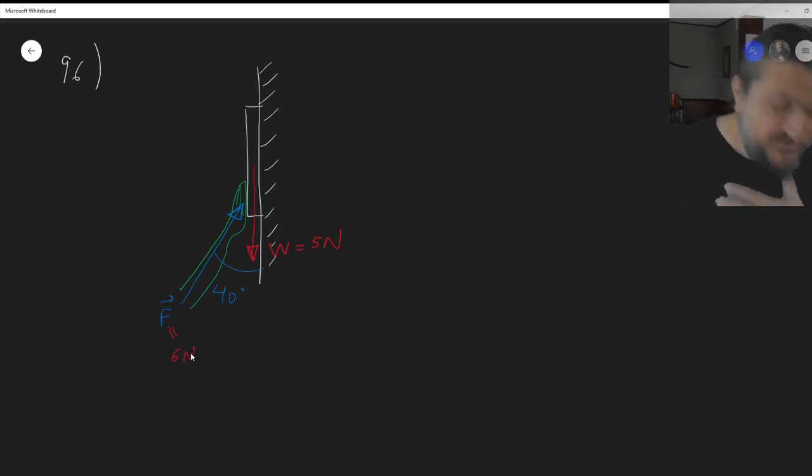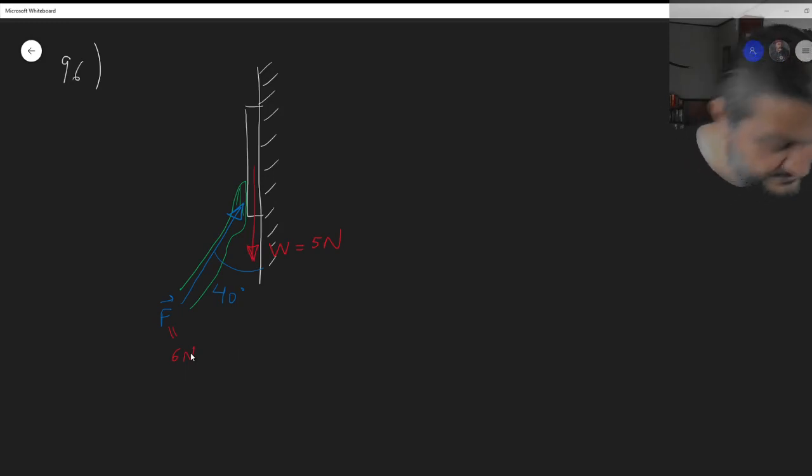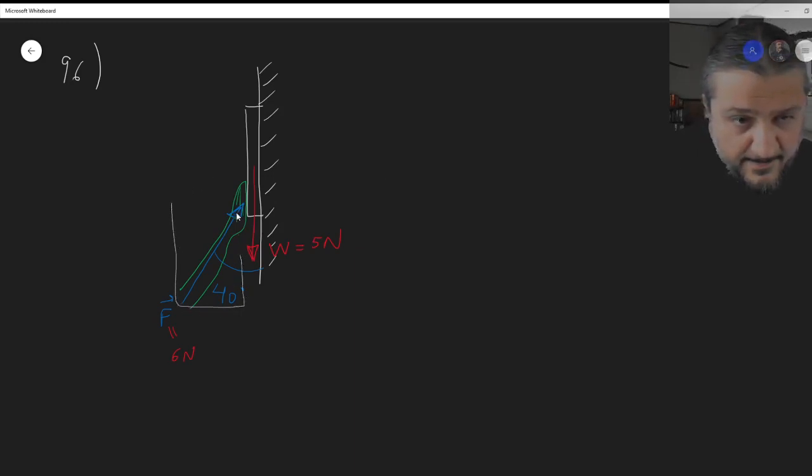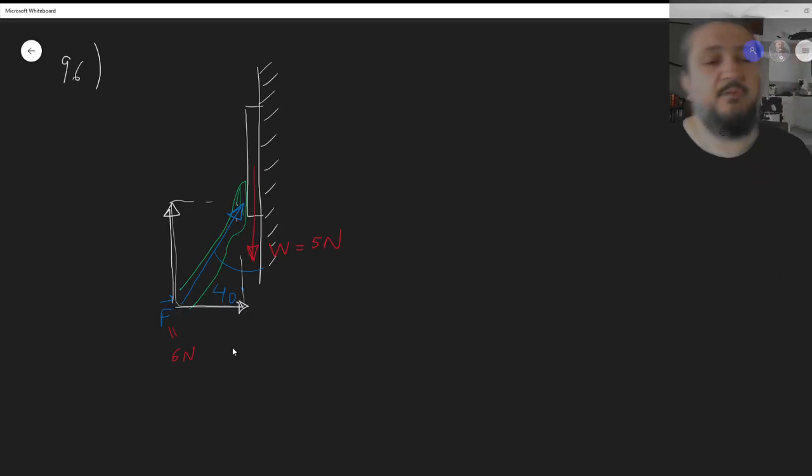A. What is the direction of the normal force exerted on the picture by your hand? The normal force. Normal means perpendicular, remember? So we're talking about the component of this F which is horizontal. If you draw a box around F, it has two components: a vertical component and a horizontal component.